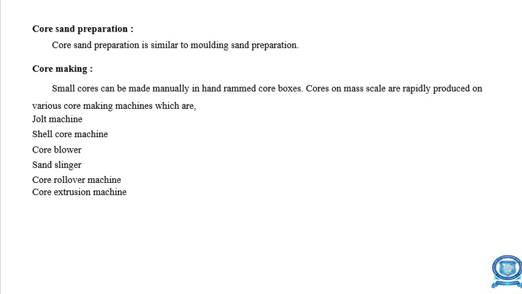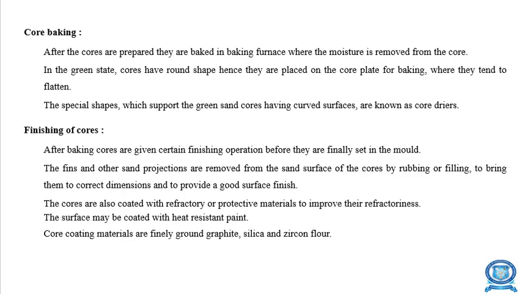Next one, core making. Small cores can be made manually in a hand-rammed core box. Cores on a mass scale are rapidly produced on various core making machines like a jolting machine, shell core machine, core blower, sand slinger, core roll-over machine, and core extrusion machine. These are the machines that help to produce cores for mass production.